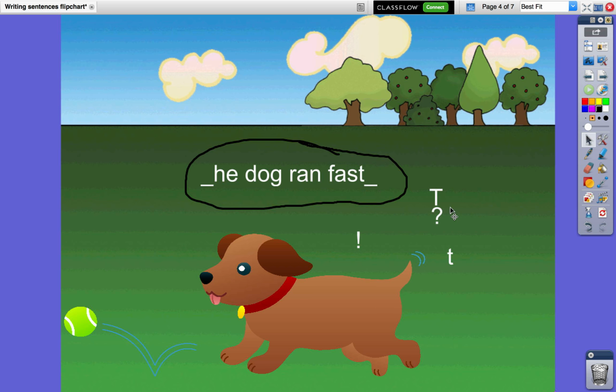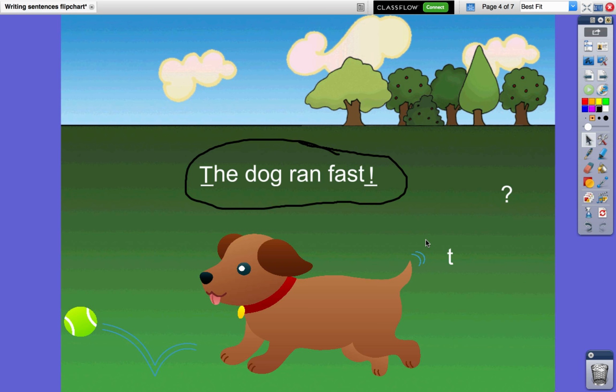You have the period and the question mark. The students would just take the capital letter and paste it at the front on the line. Then the dog ran fast is not a question, it's an exclamation, so the exclamation point would be the correct punctuation. So you do that, and then we have the dog ran fast.